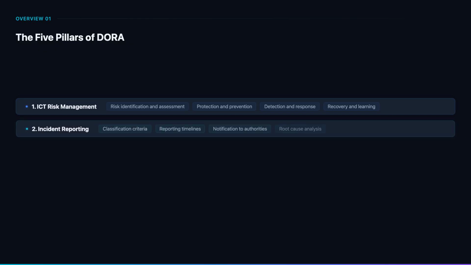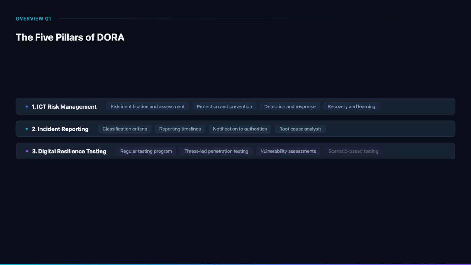The second pillar covers ICT-related incident reporting. Organizations must classify incidents using defined criteria, report major incidents to competent authorities within strict timelines, notify affected clients, and conduct thorough root cause analysis.